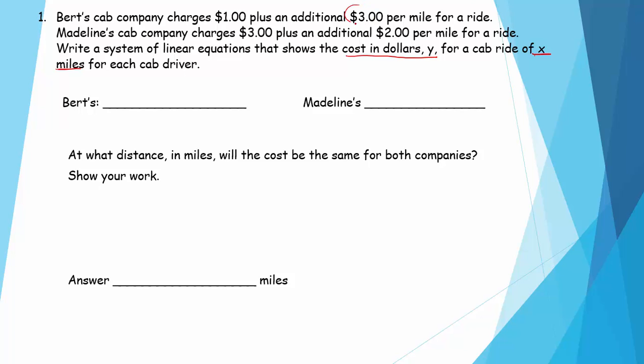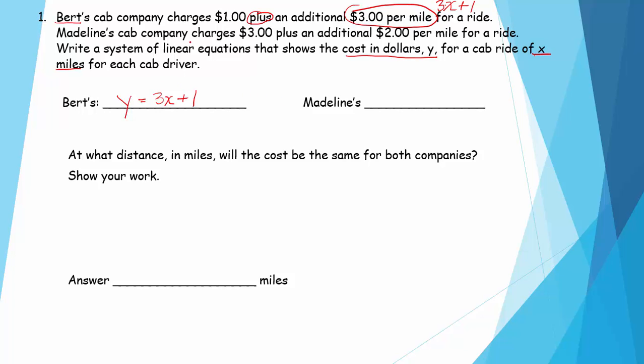So if it says $3 per mile for Bert's company, I know that's going to be 3 times X, plus an additional $1 to get picked up. And that'll give me the total cost in Y dollars. So I know it will be Y equals 3X plus 1. You could have written Y equals 1 plus 3X.